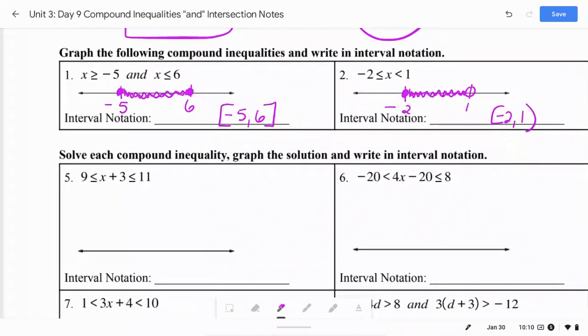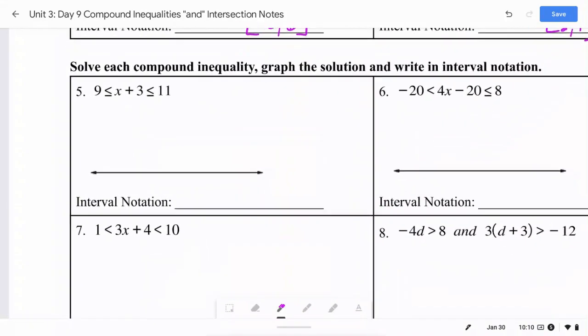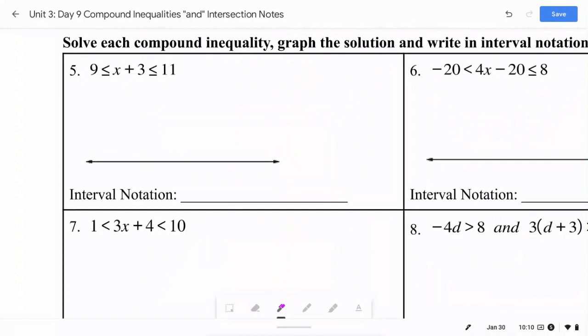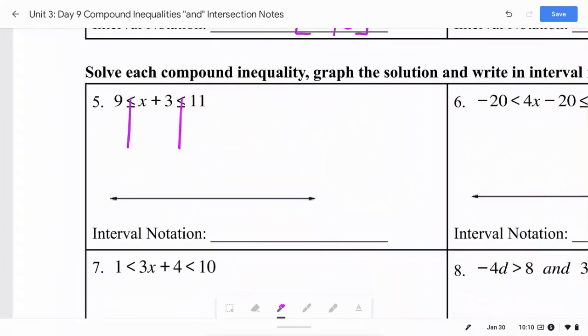Okay, so sometimes you're going to actually have to solve these and then graph them and then write the interval notation. So let's practice solving them when it's written as one long inequality. So I want you to think of the inequality symbols as kind of like two equal signs. So I'm going to draw dividing lines here. And you want to get x by itself in the middle of the inequality.